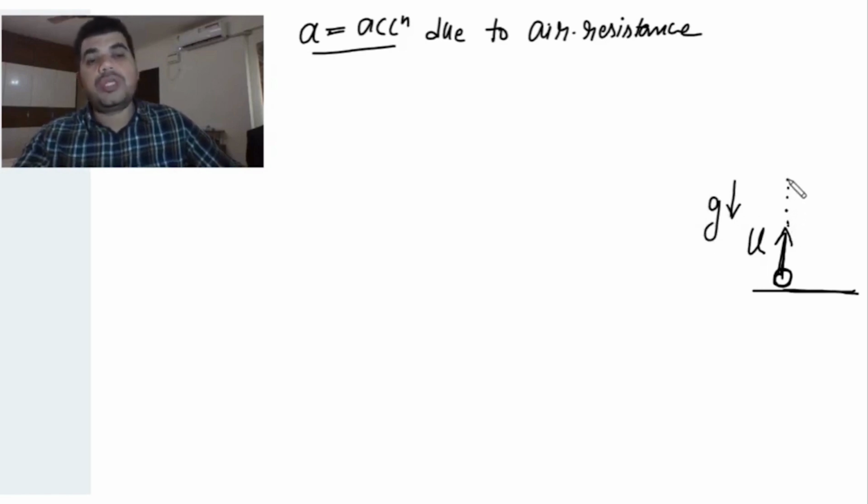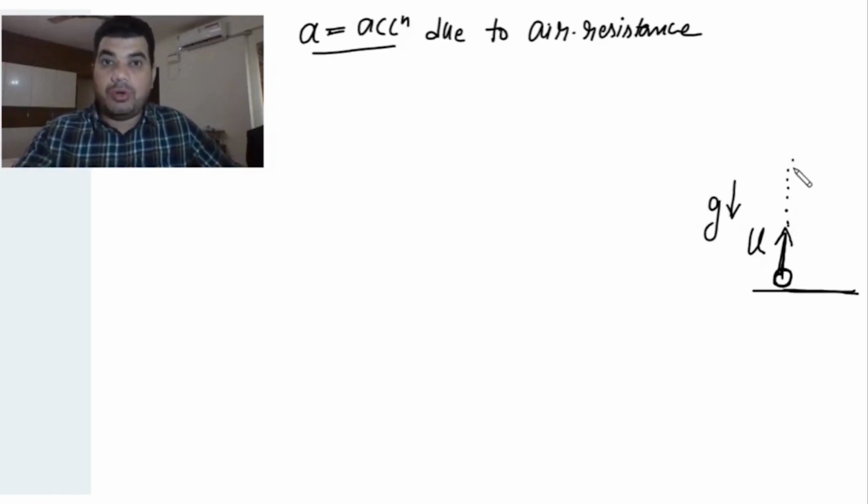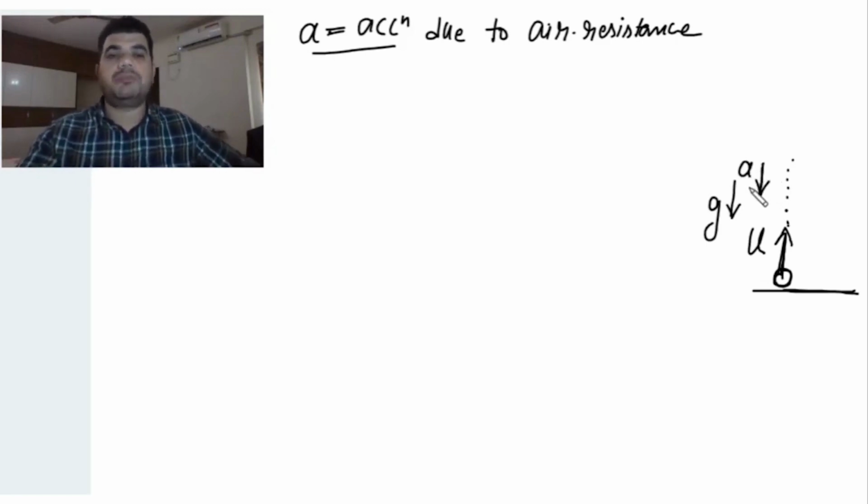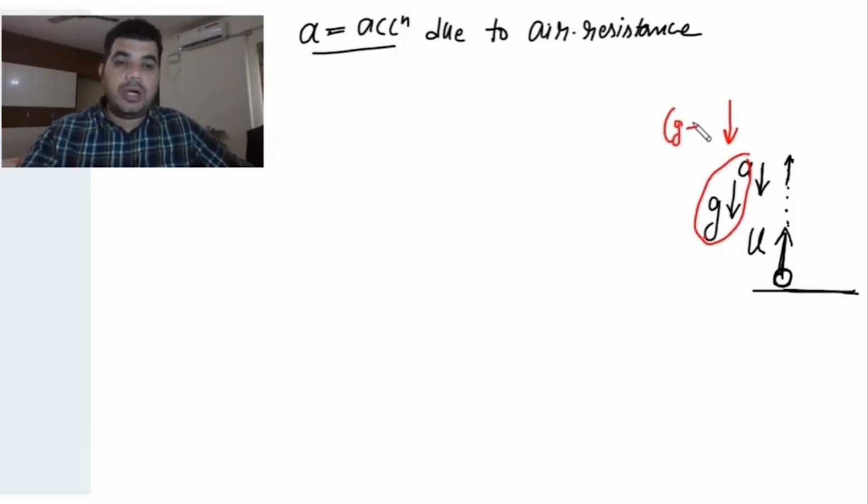And if this ball goes upward, अगर ये ball ऊपर जाएगी बच्चों, तो क्या होगा? If the ball goes upward, then air resistance will act downward because it is a resistance, and resistance always opposes the motion or the direction of velocity. So velocity is in the upward direction, so air resistance is also in the downward direction, right? So you can see here g and a are both in the downward direction. So the net acceleration in the downward direction, you can combine these two, would be g plus a.